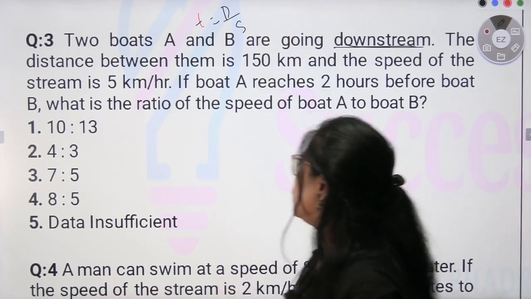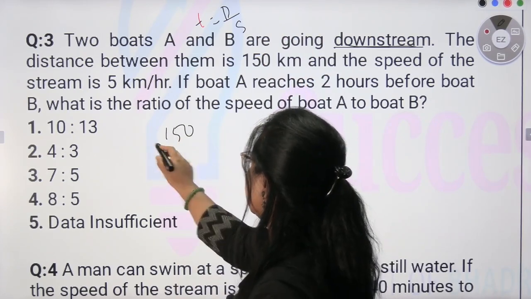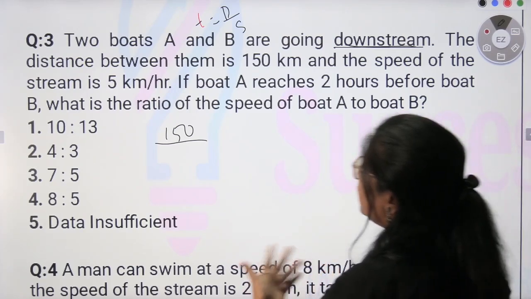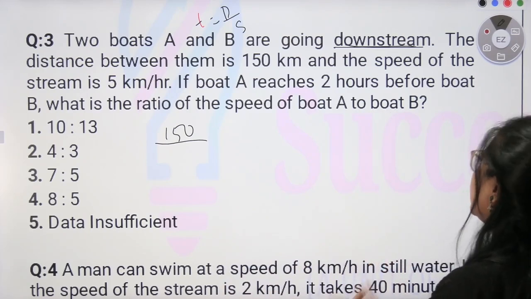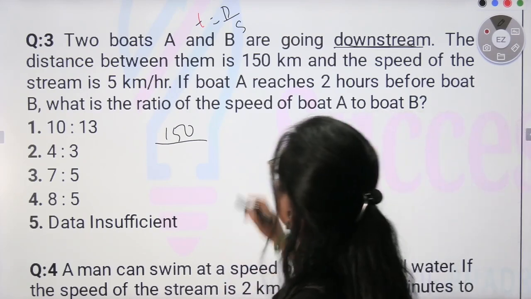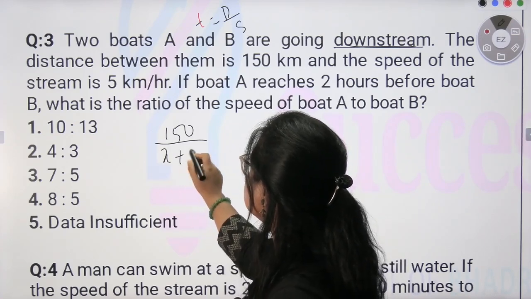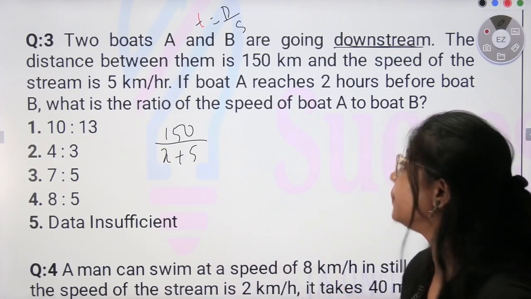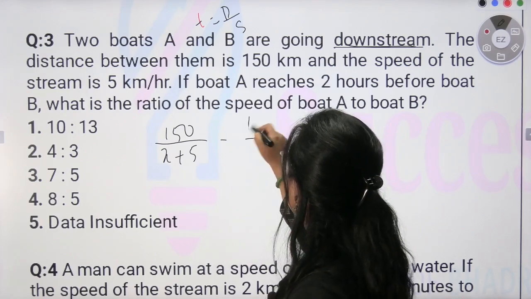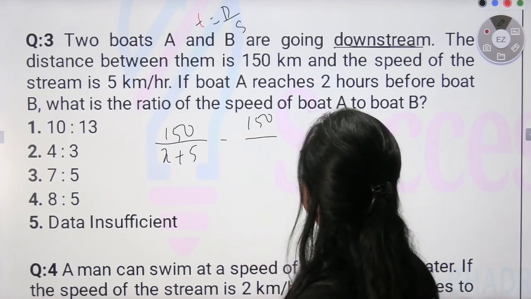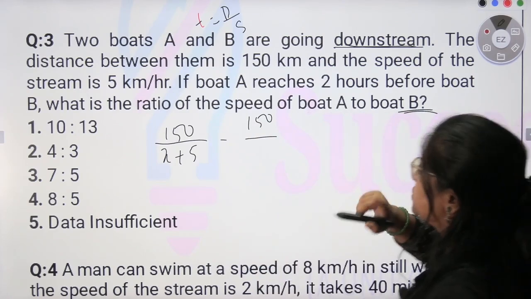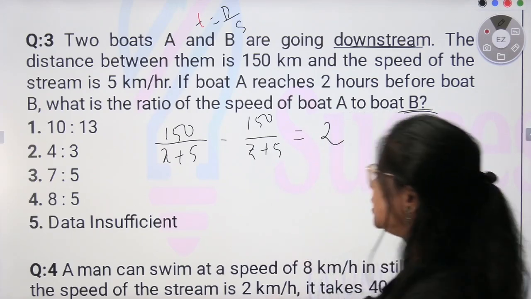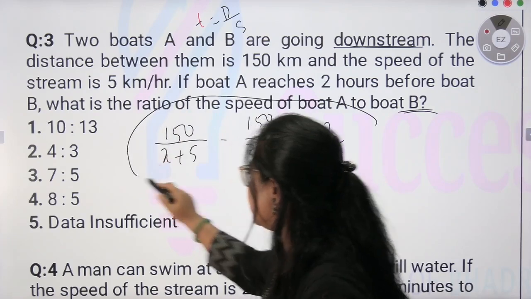So from here, what I can do, distance is your 150 km, and since A reaches earlier than B, isn't it? So A reaches earlier than B, that means 150 by x plus 5. X plus 5 was my what? Speed of that, downstream speed of that boat A, minus 150 by the speed for the boat B. So speed for the boat B was how much? Z plus 5 is equal to 2, isn't it? Can I make that equation?